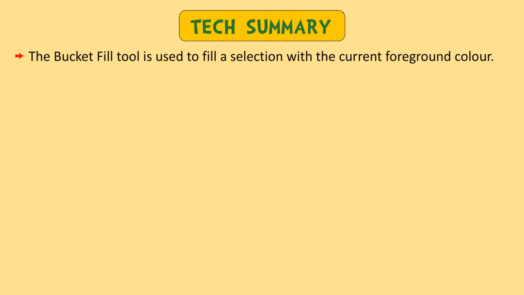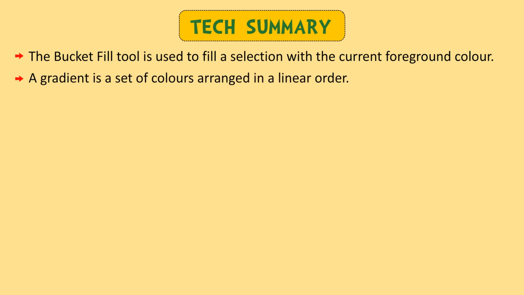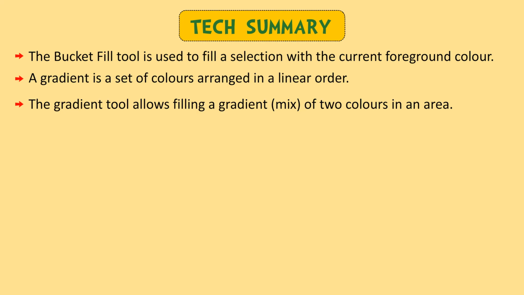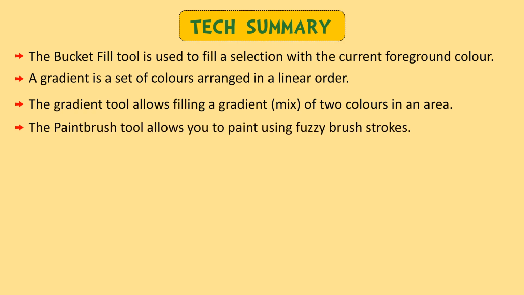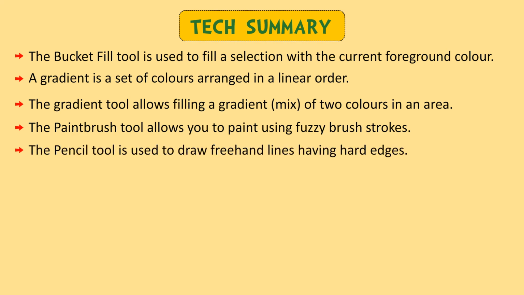Text summary. The Bucket Fill tool is used to fill a selection with the current foreground color. A gradient is a set of colors arranged in a linear order. The Gradient tool allows filling a gradient mix of two colors in an area. The Paintbrush tool allows you to paint using fuzzy brush strokes. The Pencil tool is used to draw freehand lines having hard edges.